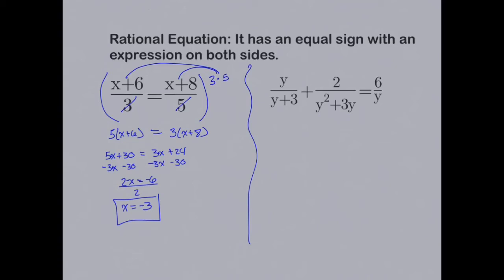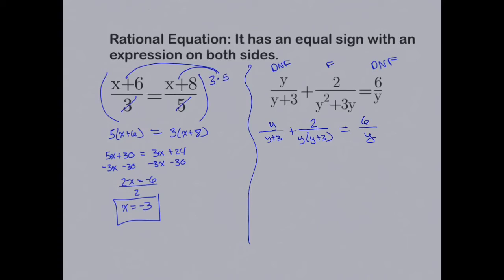Okay, now on this one, does not factor. We can factor this one, does not factor. So we're still going to have y over y plus 3. And then the second rational expression becomes 2 over y times y plus 3. And then we have 6 over y. Okay, so in the case of this one, the individual rational expressions do not simplify.